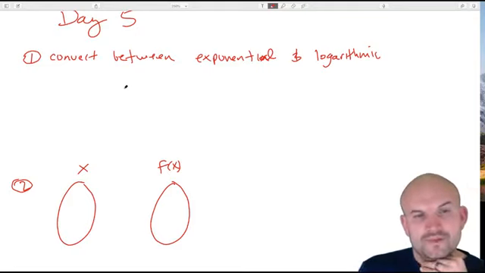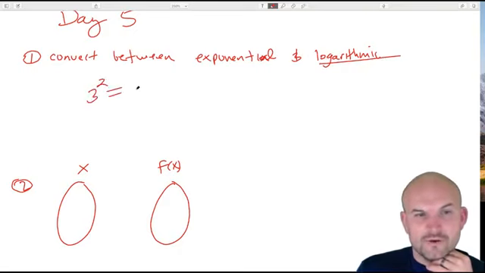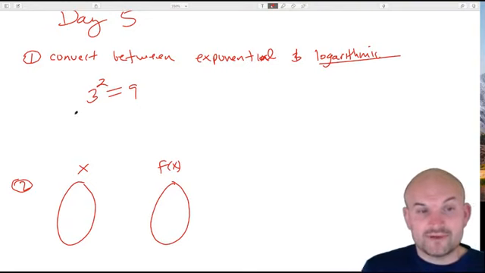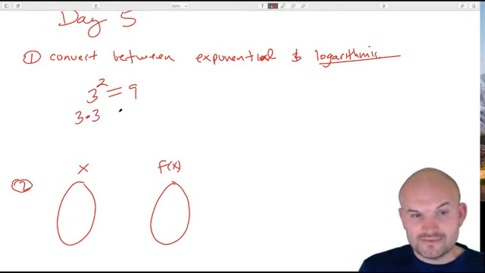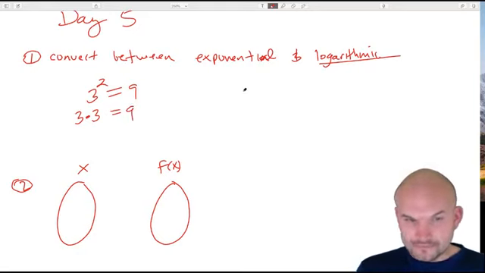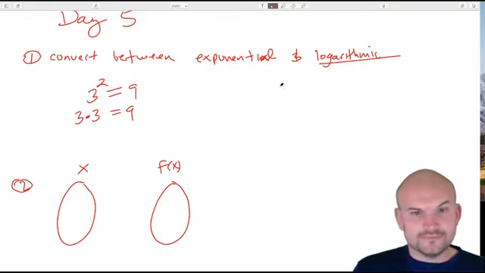I think one of the best ways to understand logarithmic functions is to understand exponential. Most students understand 3 squared equals 9, right? Because that's 3 times itself. 3 times 3 is equal to 9, right? So we know this answer. We know 3 squared is equal to 9. We agree with that. 3 times 3 is equal to 9.